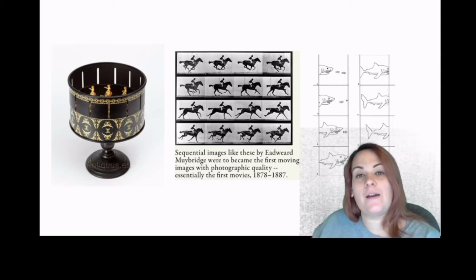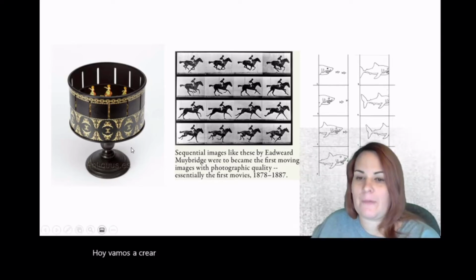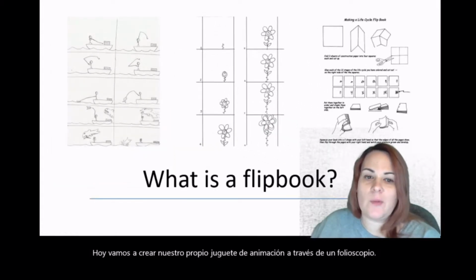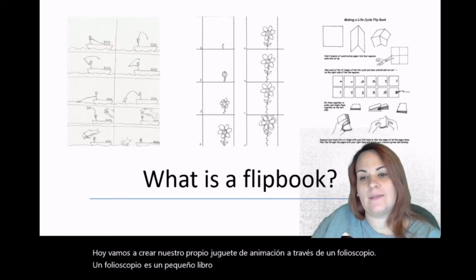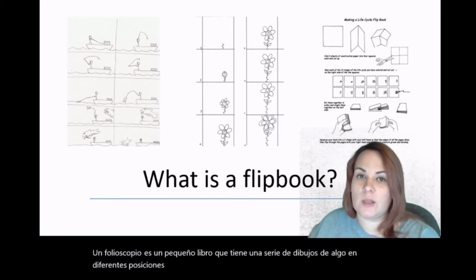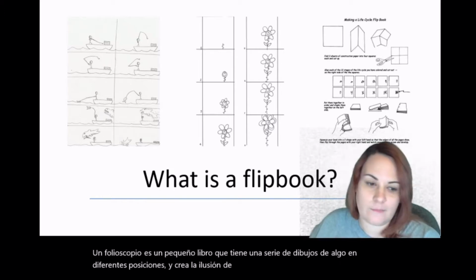Today, we're going to create our own animation toy through a flipbook. A flipbook is a small book that has a series of drawings of something in different positions, and it creates the illusion of motion when you thumb through it with your finger.